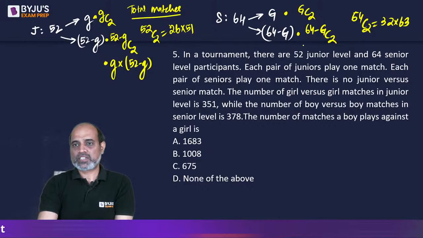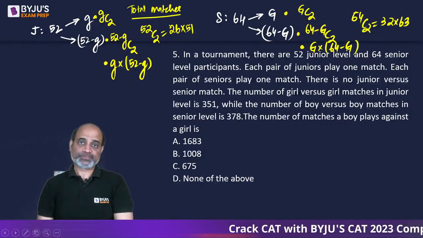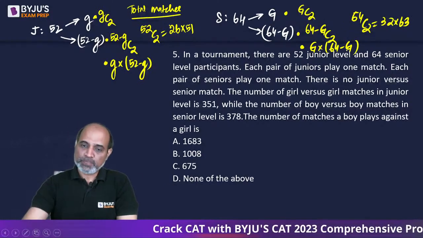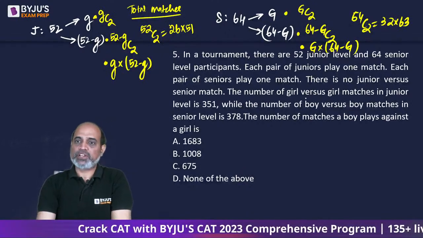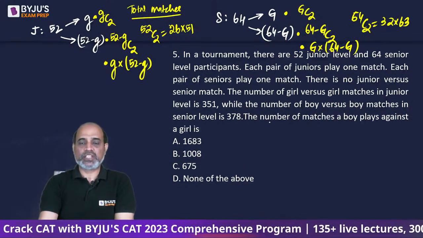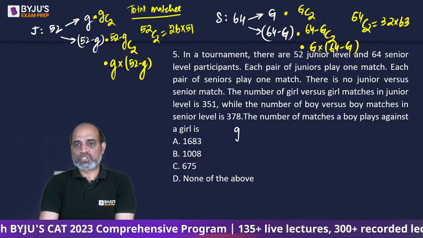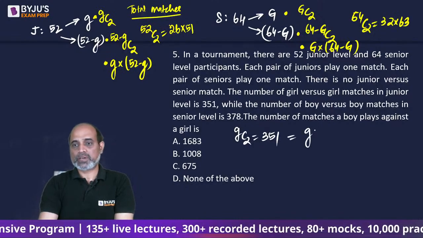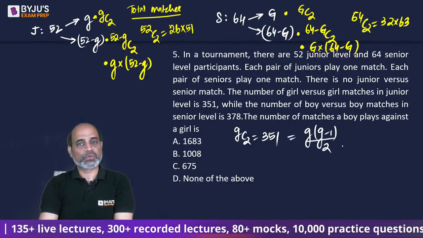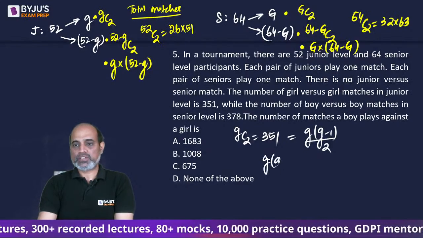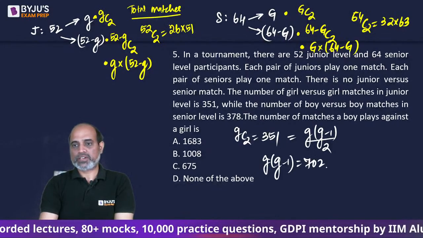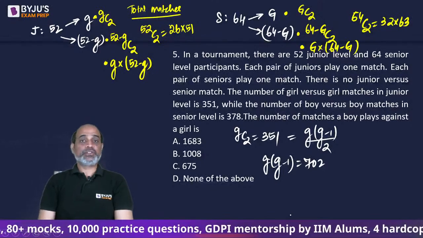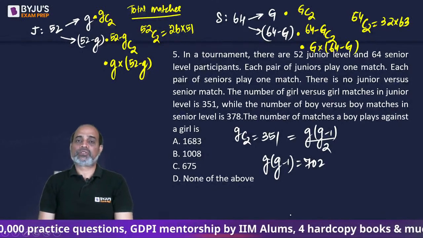And the number of matches between boys and girls is going to be G into 64 minus G. This is the breakup, category wise. As per the question, the number of girl versus girl matches in junior level is 351. So GC2 is 351. Now GC2 is nothing but G into G minus 1 by 2. So we can write G into G minus 1 is going to be 702. So we have to write 702 as a product of two consecutive numbers.